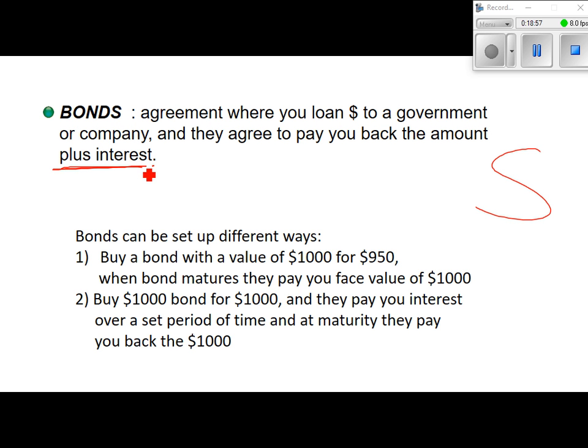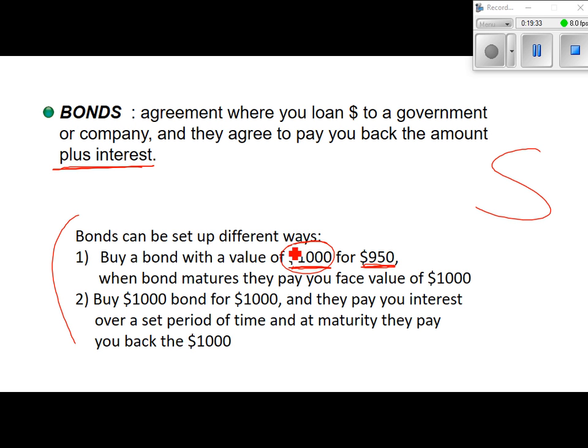Bonds can be set up different ways. Again, I could be completely wrong here. So you got to research this stuff yourself if you're going to deal with bonds. I always thought in the past bonds were, you paid like $950 for a bond that had a face value of $1,000, and then at the end of a year, 5 years, 10 years, then you were paid that face value. I think some bonds are still set up that way.